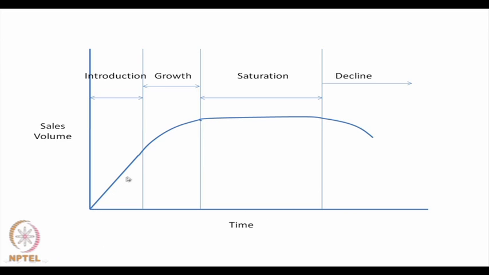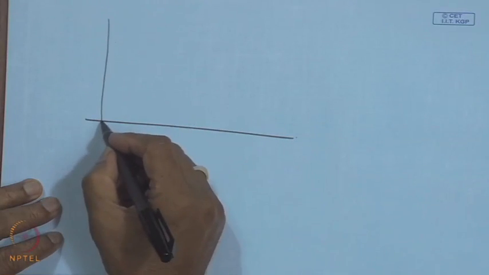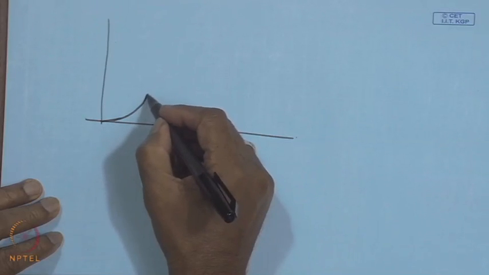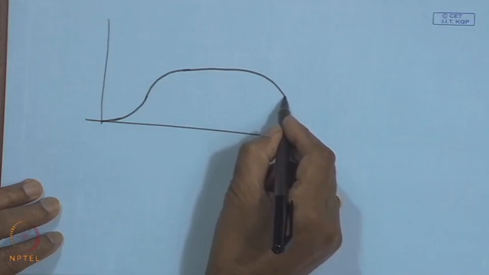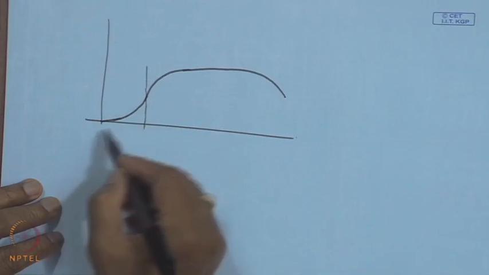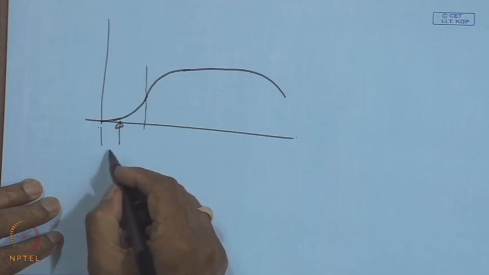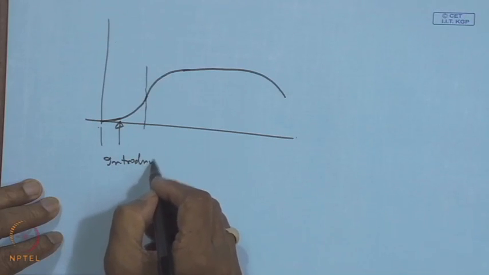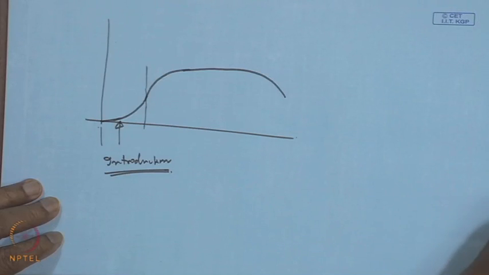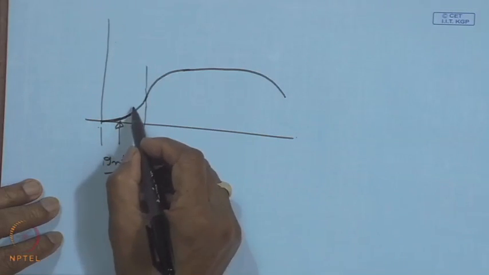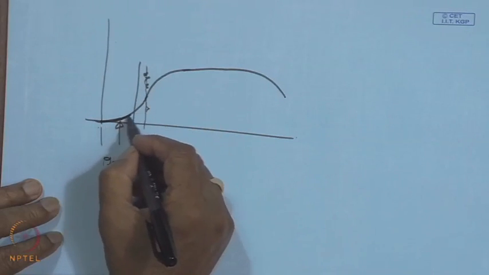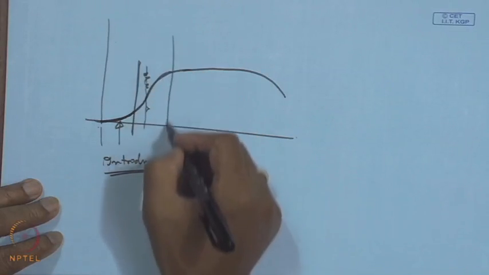In this diagram, the first part, the introduction, is not so sharp. I would like to change this curve in a different way. I would say that it goes up like this, and then like this, and then falls. So, this is the introduction phase. The introduction phase usually takes longer time, maybe up to this, and then there is a rapid growth phase.